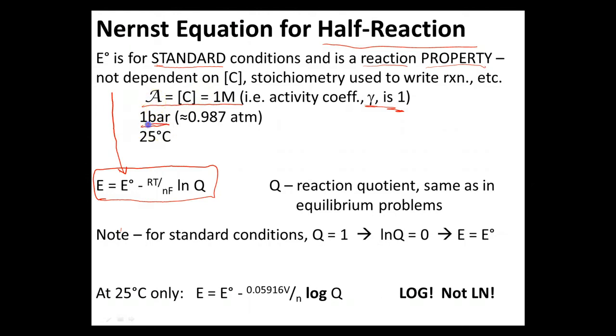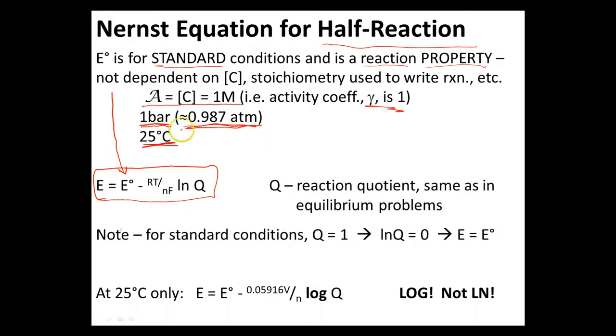We're going to be at 1 bar, which is going to be roughly 1 atmosphere, but we actually use the bar as our proper SI unit when it comes to this. And we're going to be at 25 degrees Celsius. So we're going to be in a fairly warm room temperature laboratory. We won't be at 20 C, we'll be at 25. Those are the reaction conditions that are standard. And when we make a half cell and we connect it to the standard hydrogen electrode under these conditions, we will measure that voltage to be E naught.